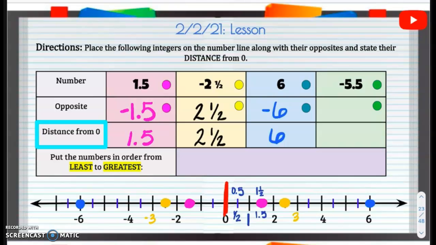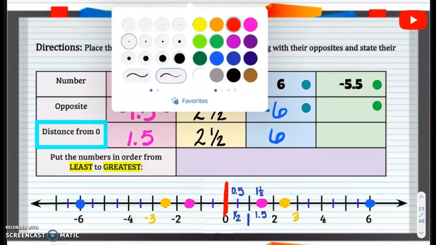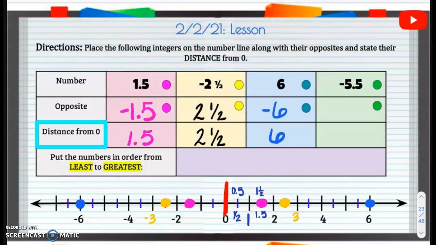All right, now we have, last but not least, -5.5. So the opposite is going to be +5.5. So the opposite of 5.5 is going to be -5.5. And then they're both the same distance from 0, 5.5. Now, here between 4 and 6 is going to be 5. Here between -4 and -6 is going to be -5. So between 5 and 6 is going to be 5.5. Same thing down here. Between -5 and -6 is going to be -5.5.